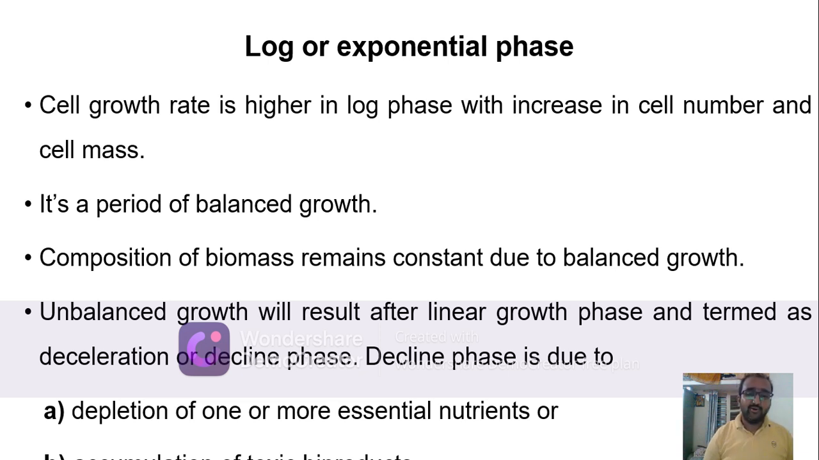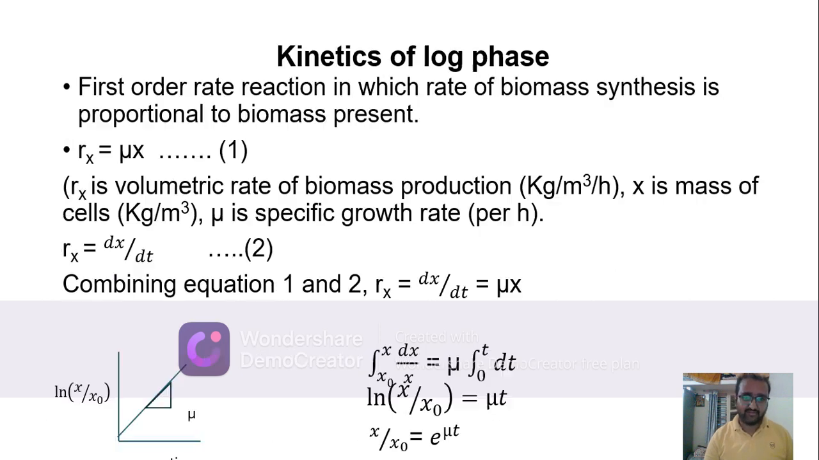Unbalanced growth may be because of the limitation of some nutrient, a rate-limiting nutrient, or the accumulation of toxic products, which results in the deceleration phase or decline phase after the log phase.